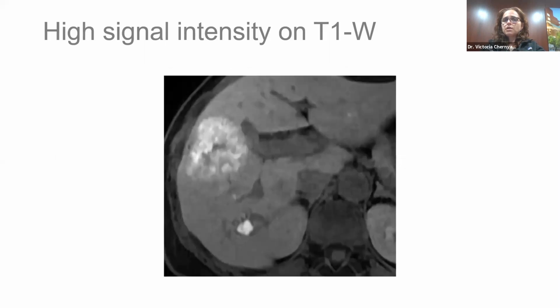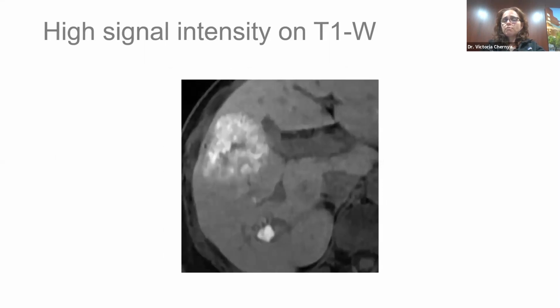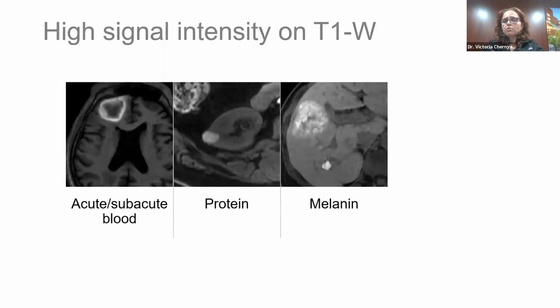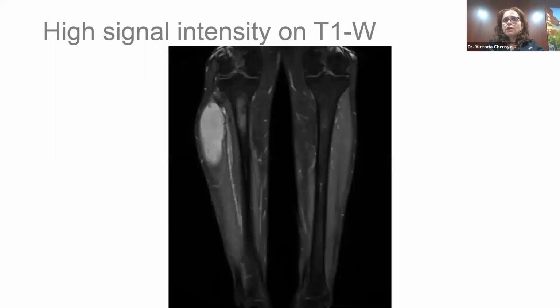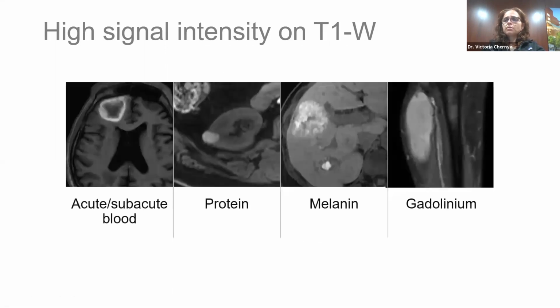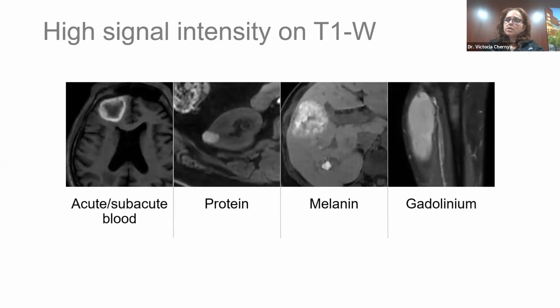Another patient has very hyperintense masses in the liver, and this is from melanin in the melanoma metastases. And very important, for example, in this patient with a leg sarcoma, you can see the mass is very, very bright. The reason it's so bright is because it accumulates gadolinium, which is the contrast that we use for MRI. So these are the main things that give you high signal on T1 weighted sequences: certain stages of blood, protein, melanin, gadolinium.